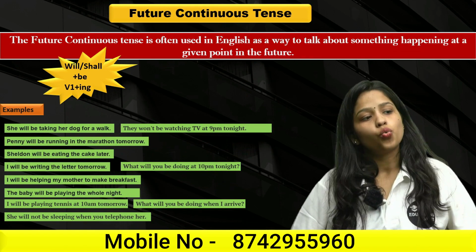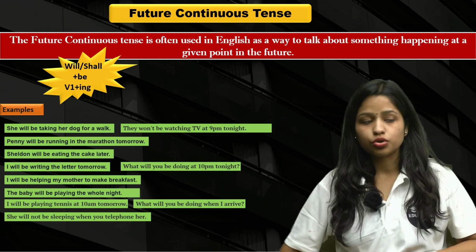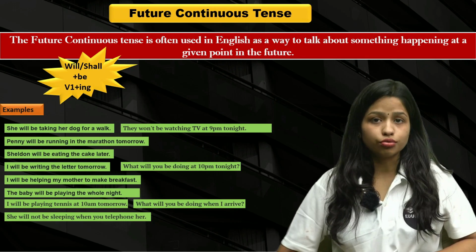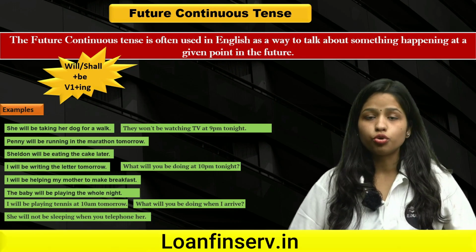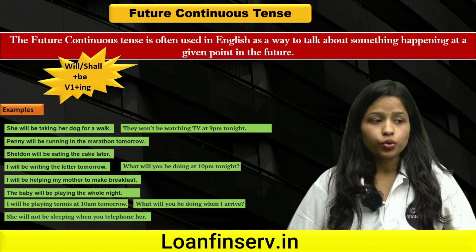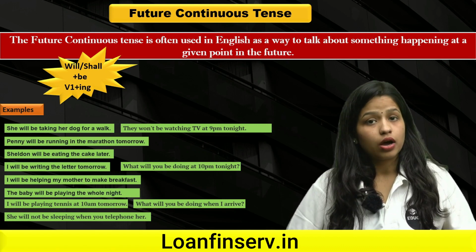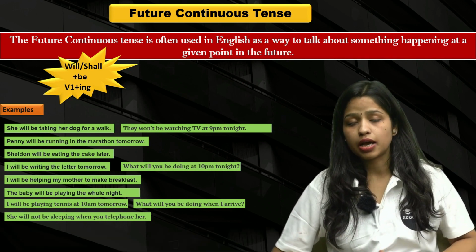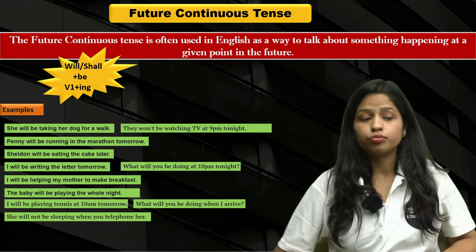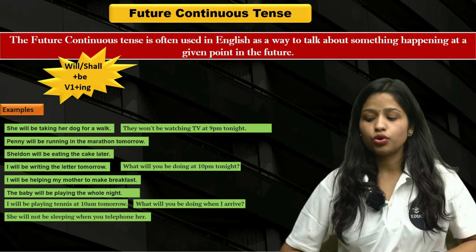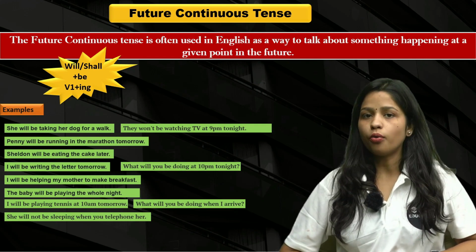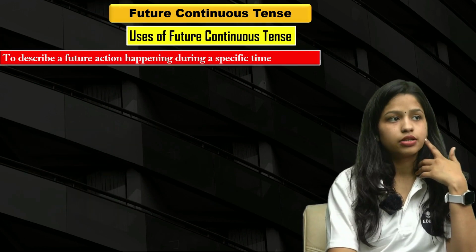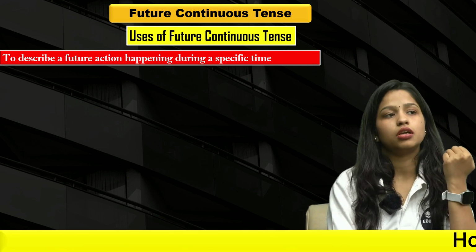Next up we have, what will you be doing at 10 p.m. tonight? Now this is an interrogative sentence where we are asking what you are going to do at 10 p.m. tonight. What will you be doing when I arrive? Now this is also a specific point in time, that when I arrive, what will you be doing? Clear? I hope this is clear for you, future continuous tense. Now let's move forward. All right, now let's jump into the uses of future continuous tense, right? There are 4 uses that we are going to discuss in future continuous tense.